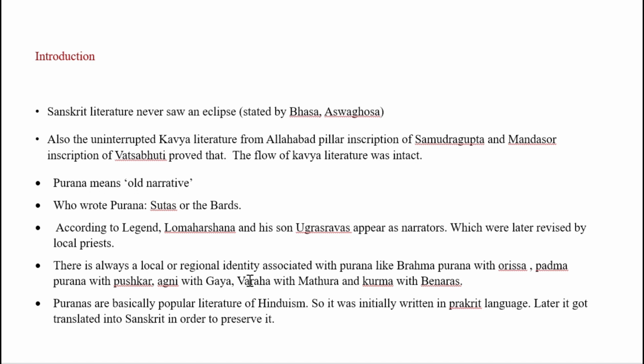One interesting fact about Puranas is that there is always a local or regional identity associated with a Purana. Like the Brahma Purana: a large portion of it discusses the state of Orissa. The Padma Purana is related to Pushkar, the Agni Purana with Gaya, the Varaha Purana with Mathura, and the Kurma Purana with Benares. These local identities are very important, because if you are asked what the main region discussed in the Kurma Purana is, you need to mention Benares. Or if one asks in a competitive exam what region the Brahma Purana is based on, you need to say Orissa.